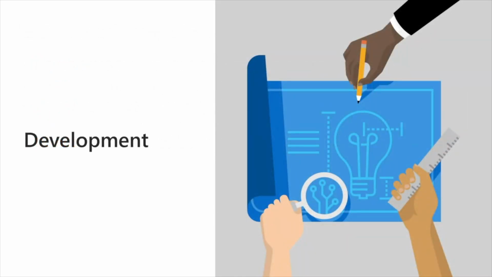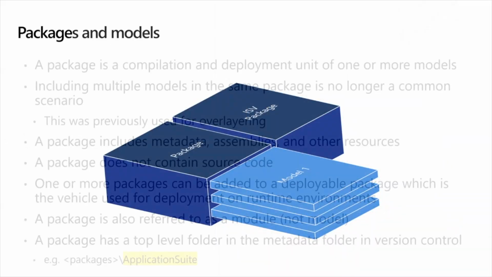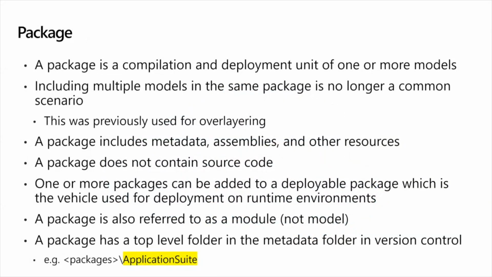Now we'll move on to the development phase. First, we're going to cover a little bit about packages and models quickly. A package is a compilation and deployment unit of one or more models. Including multiple models in the same package is no longer a common scenario. It was previously used for overlayering, and it can be done without overlayering. It's just less common. It is still supported.